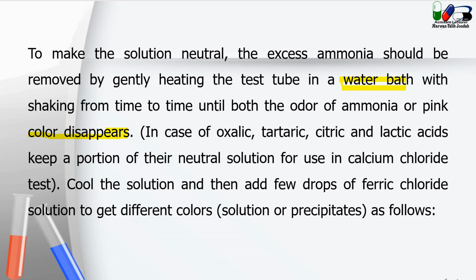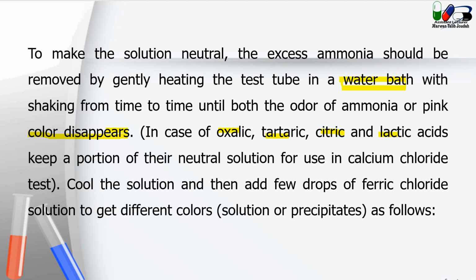If we deal with oxalic acid, tartaric acid, citric acid, or lactic acid, keep a portion of their neutral solution for use with calcium chloride. We will be using calcium chloride, and the procedure would be the same. We make the solution neutral, whether it's acetic acid or any carboxylic acid, and then we react it with calcium chloride in order to get our final product.